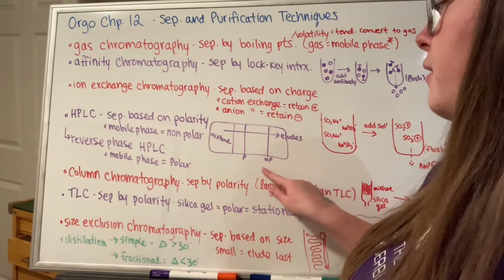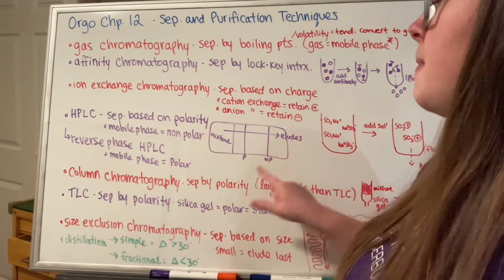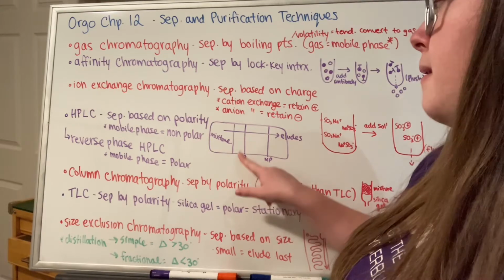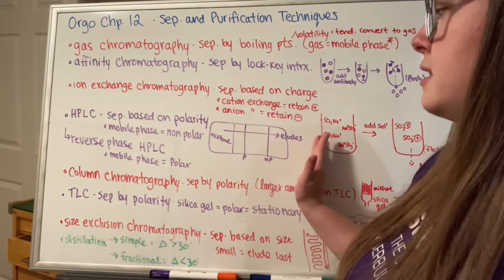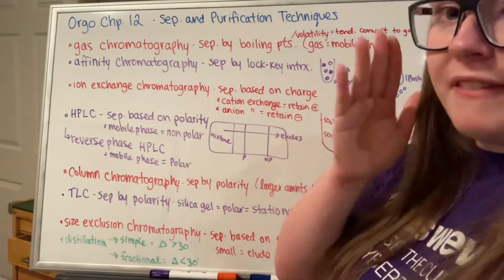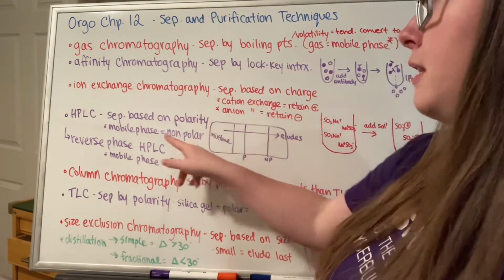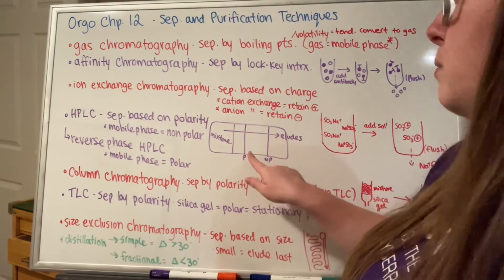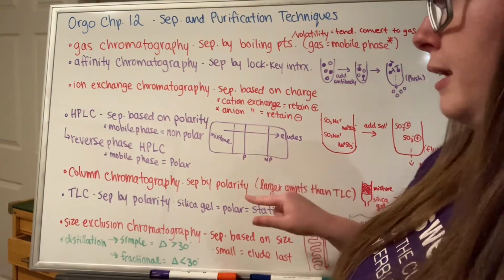Which means our non-polar part of our mixture is going to elute first, and our polar part of the mixture is not going to elute as far. It's not going to be carried as far with our mobile phase because it's polar, and the mobile phase is nonpolar. So that is how you would separate based on polarity.